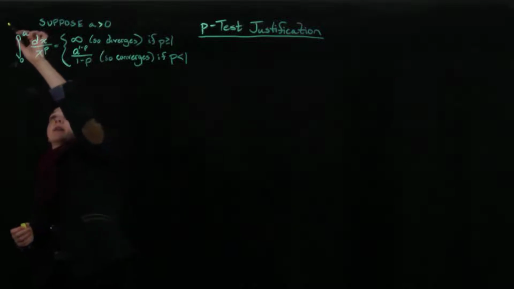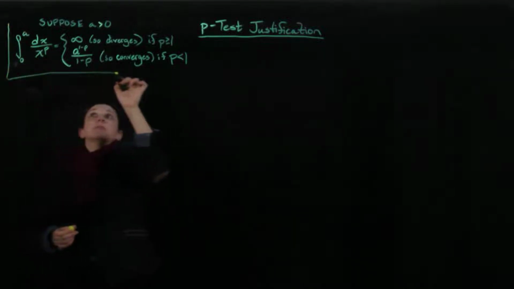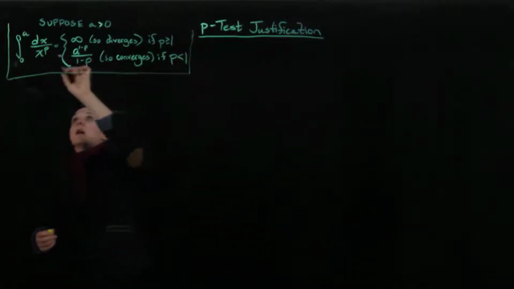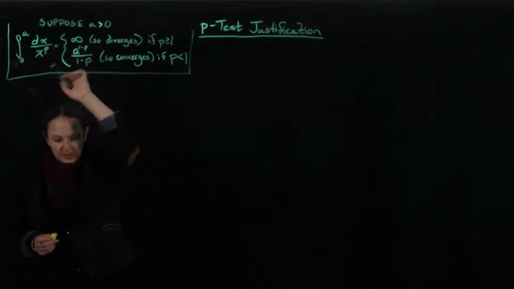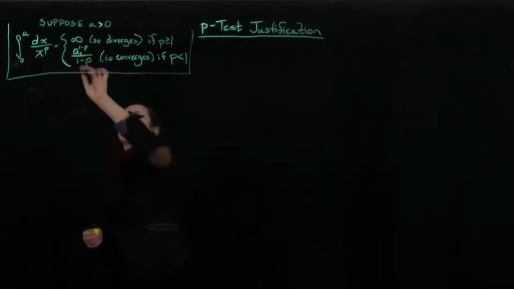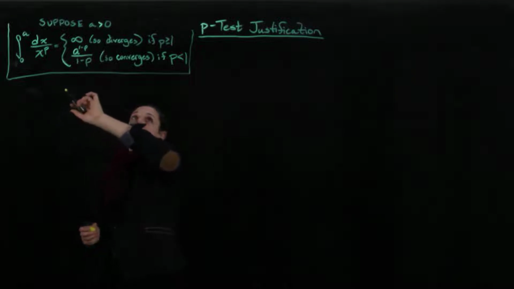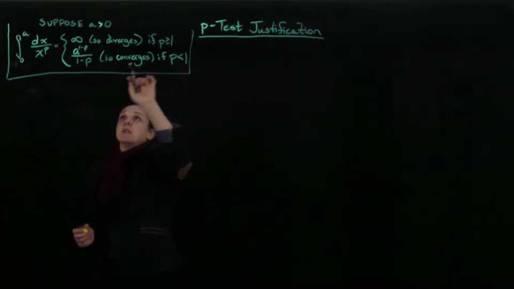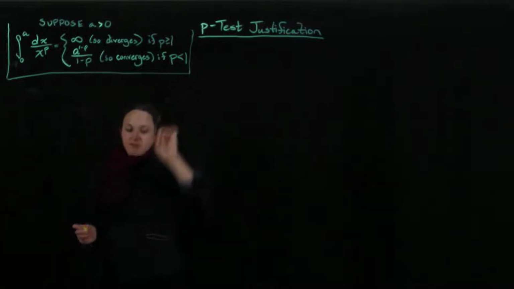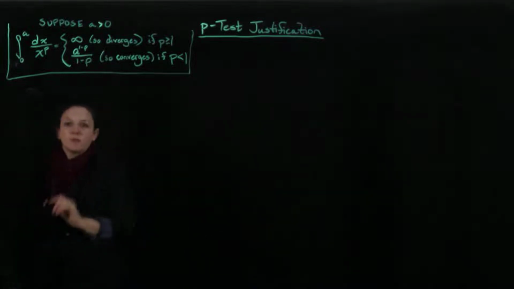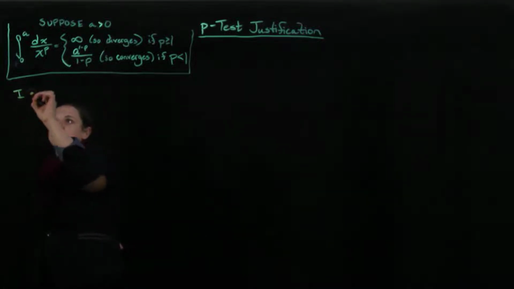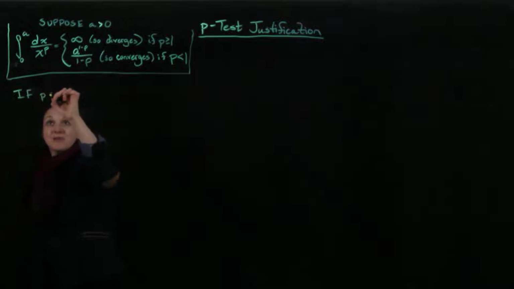Then we're taking the integral from 0 to a of dx over x to the p, and we're going to get that it diverges when p is greater than or equal to 1, and it converges if p is less than 1. So let's go through the different circumstances. Let's first look at the circumstance where p equals 1.